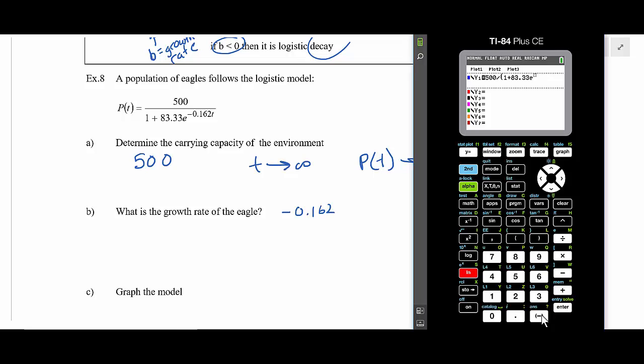So all you've got to do is just put in negative 0.162, and then you've got to put your variable in, and we'll have to put x in this case. Okay, and then close the parentheses, and that should be what you want to get in your calculator.